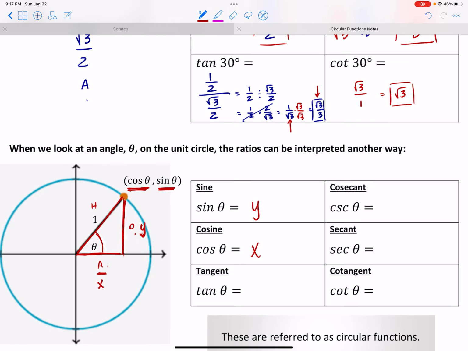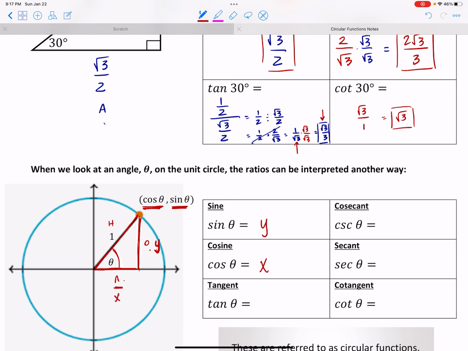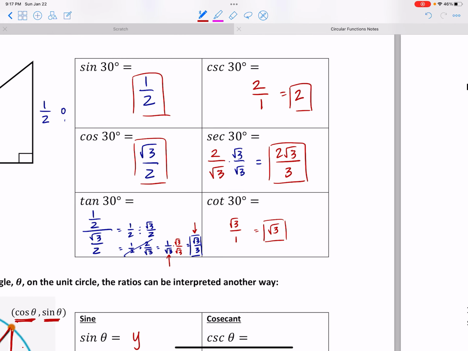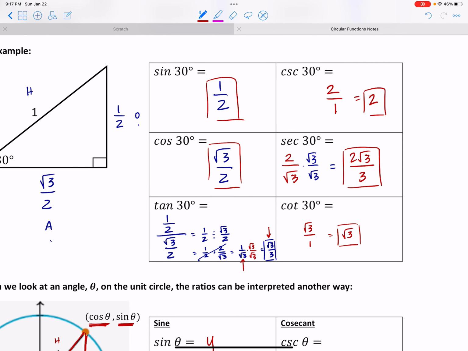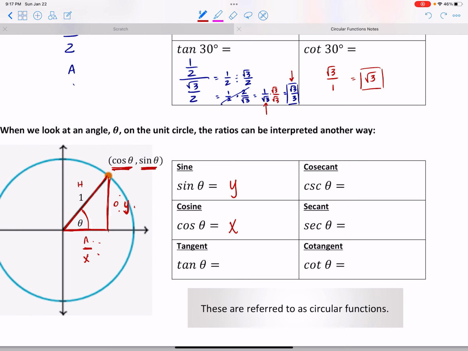So when I want to write the tangent, instead of saying it's the opposite side over the adjacent side, we can say it's a ratio of that y value over that x value. So instead of looking at the triangle and picking out the 1/2 and radical 3 over 2, we can do that here using our sine and cosine. So we're going to say that tangent is going to be equal to a ratio of the y coordinate divided by the x coordinate.